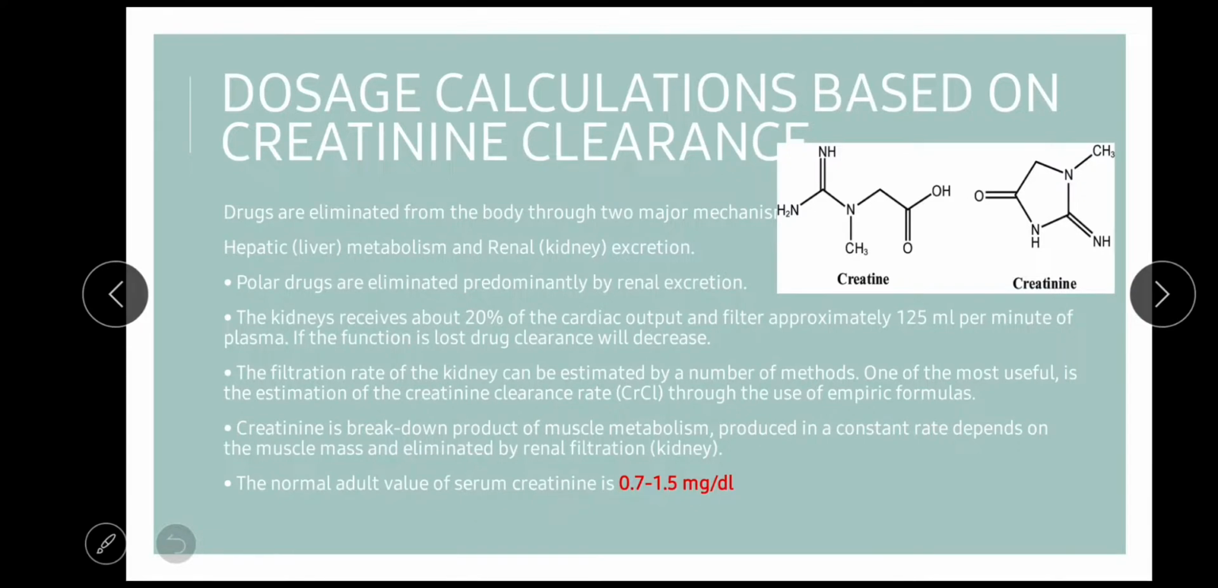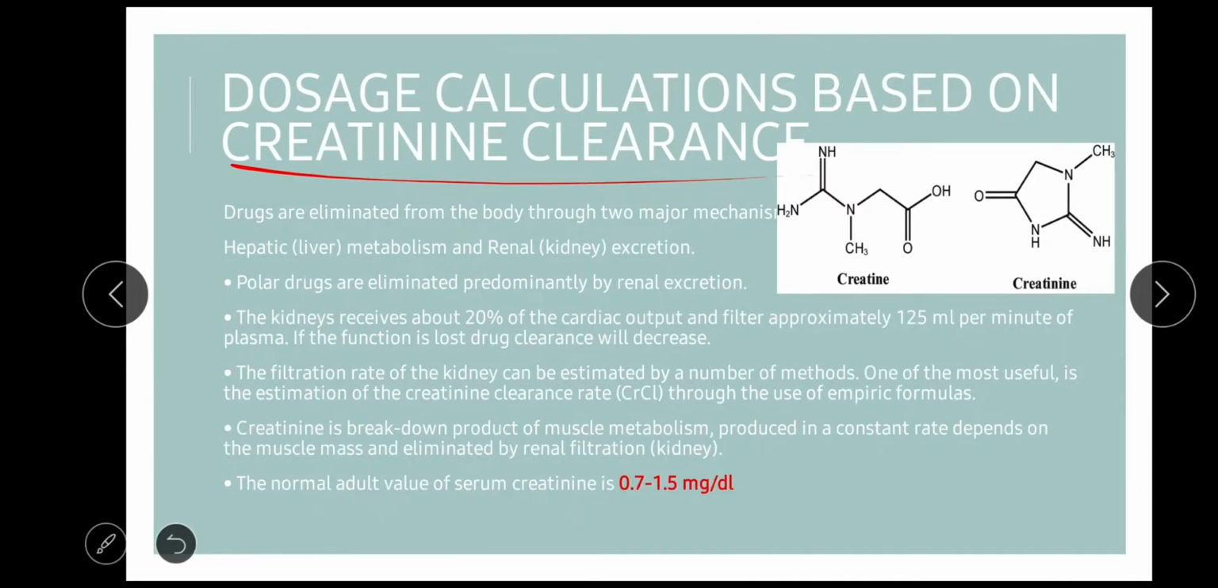Next natin, dosage calculations based on creatinine clearance. Creatinine clearance, yun naman ay sa kidney natin. Drugs are eliminated from the body through two major mechanisms. Yun nga yung liver natin, hepatic metabolism, and renal excretion. Renal natin through kidney. The polar drugs are eliminated predominantly by renal excretion. The kidneys receive about 20% of the cardiac output and filter approximately 125 ml per minute of the plasma. If the function is lost, drug clearance will decrease.